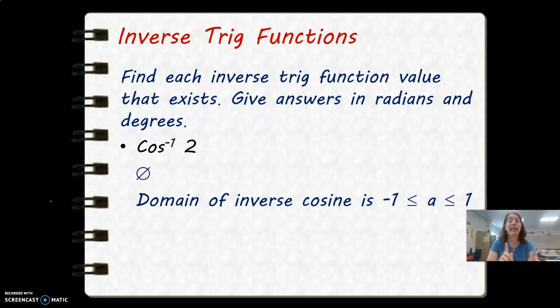So the key: capital letter questions, one and only one answer. Capital sine, quadrant 1 if you're positive, quadrant 4 if you're negative. Capital cosine, quadrant 1 if you're positive, quadrant 2 if you're negative. Capital tangent, quadrant 1 if you're positive, quadrant 4 if you're negative.